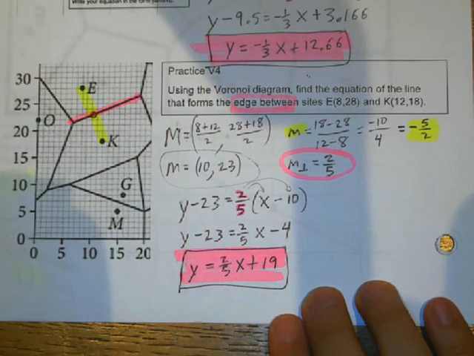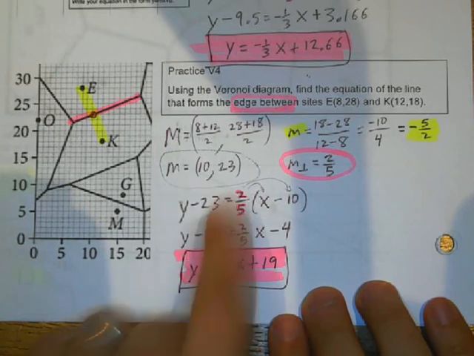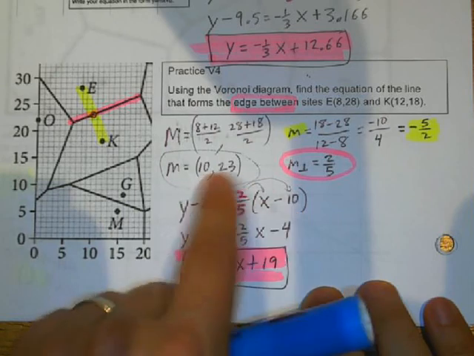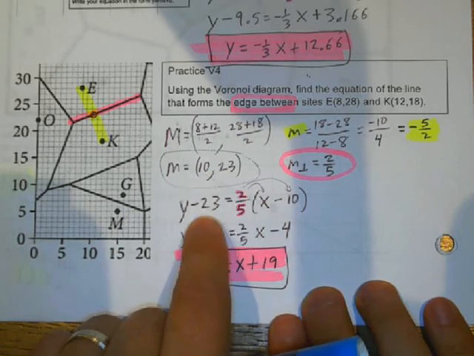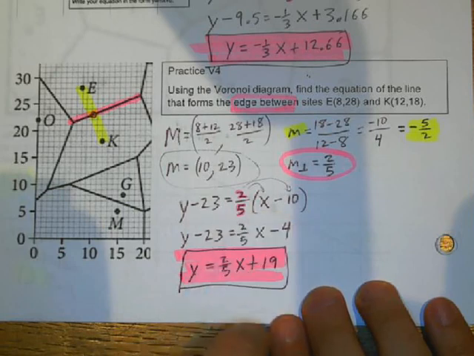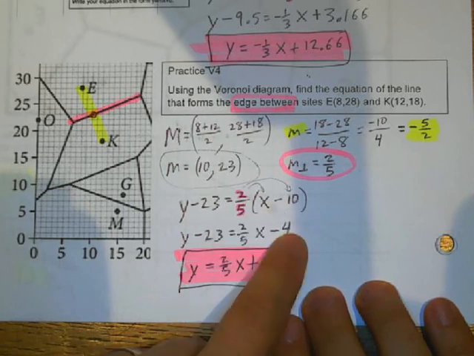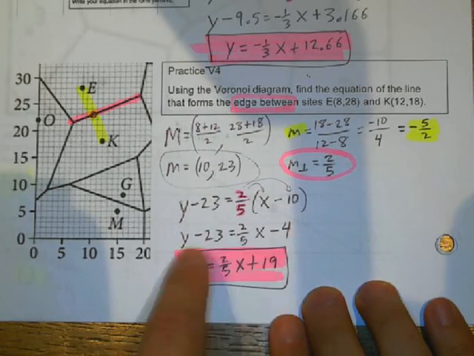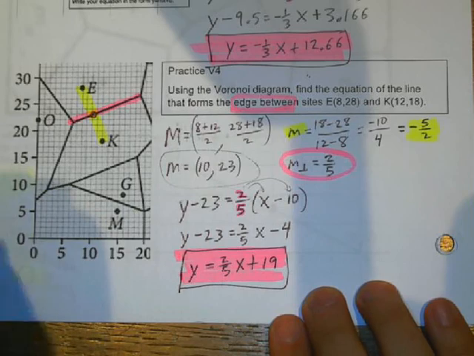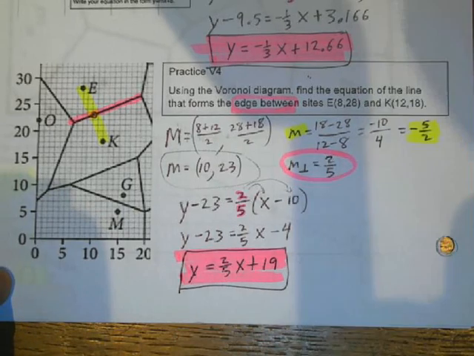And I'm going to put in my coordinates, which is (10, 23). I put the 10 in place of x, 23 in place of y. Okay, I can do distributive property with the 2/5 to the x and 2/5 to the negative 10. And then finally we add 23 on both sides and we get this. You may want to hit pause to look at this some more.